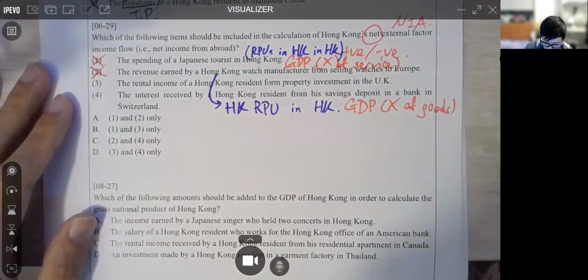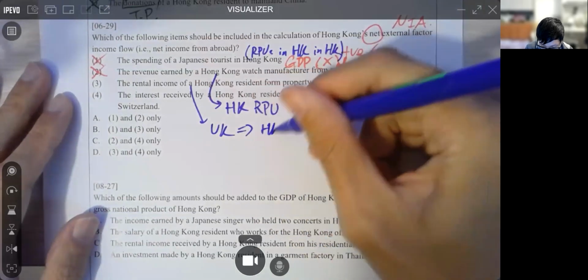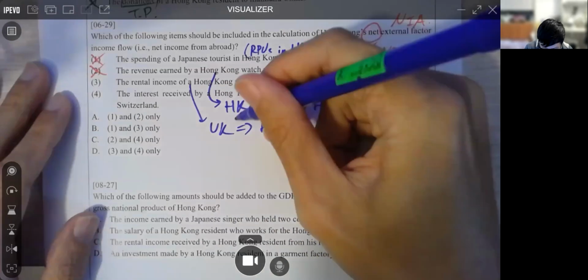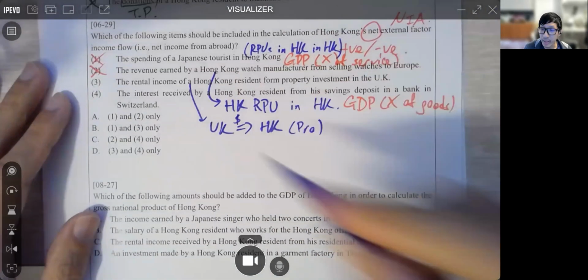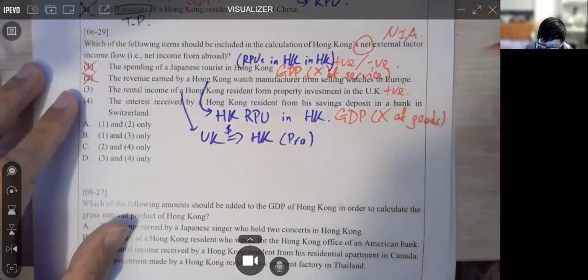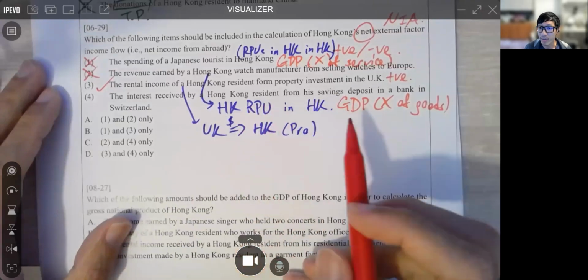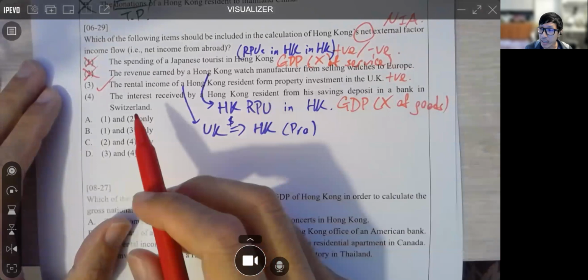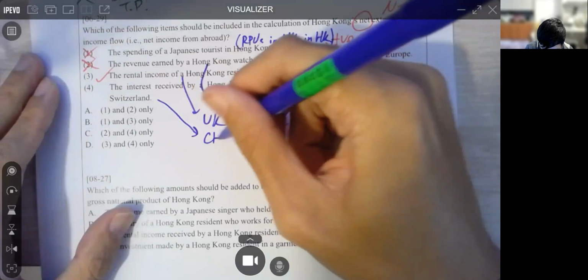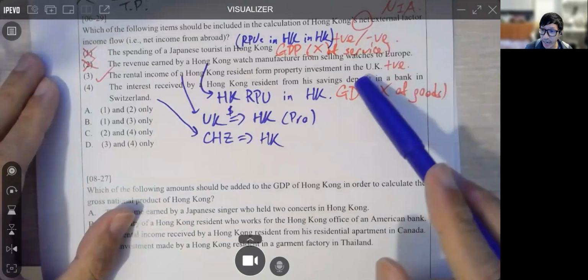Okay, third one, rental income of a Hong Kong resident in the UK. What happens here? The UK is paying money to Hong Kong people for production that happened in the UK. This is a positive item. Hong Kong people receive money, so it is factor income from abroad. So yes. What about the next one? Interest received by a Hong Kong resident from a saving deposit in a bank in Switzerland, same thing. Here, Switzerland is paying money to a Hong Kong resident for providing lending service.